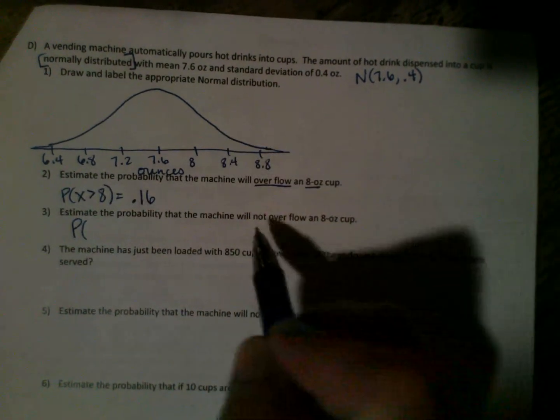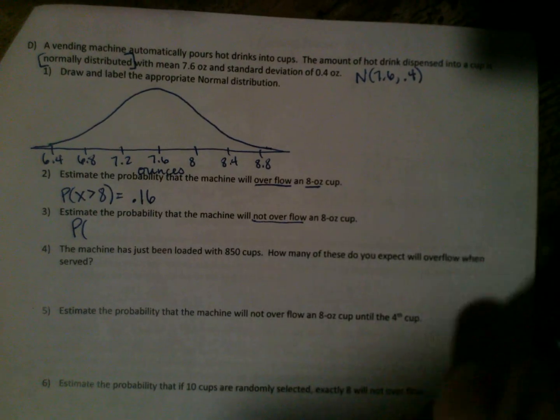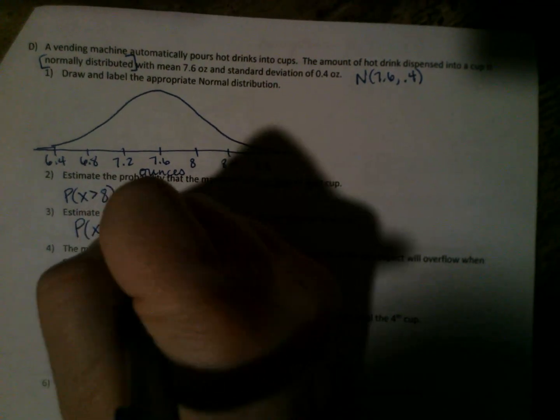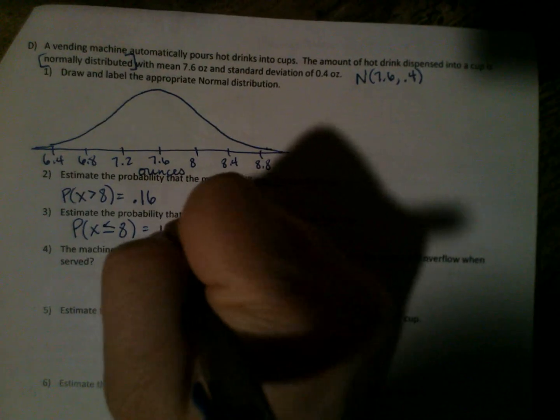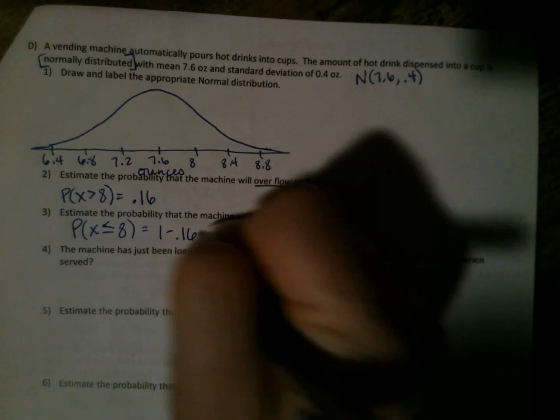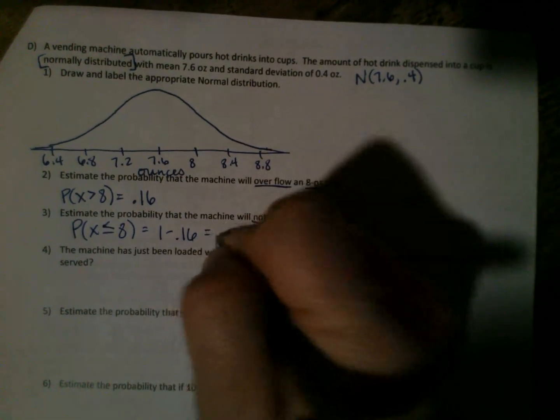The next one says that it will not overflow an 8-ounce cup. That would be that our ounces are less than or equal to 8, which will be the opposite of overflowing. So that would be 0.84.